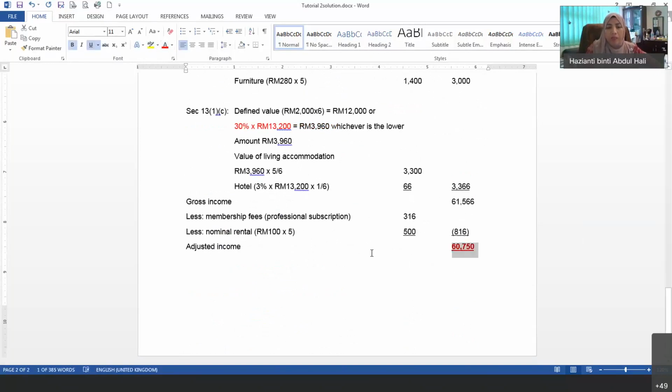Okay. Because the rental, you don't have to minus here for section A, B, C, D, E. You just compute macam biasa. Alright, you just compute like what we've done so far. But whatever adjustment that you have, we have to do it after the gross income calculation.